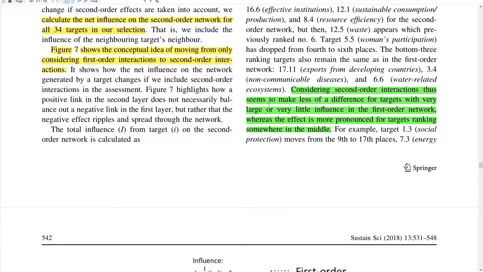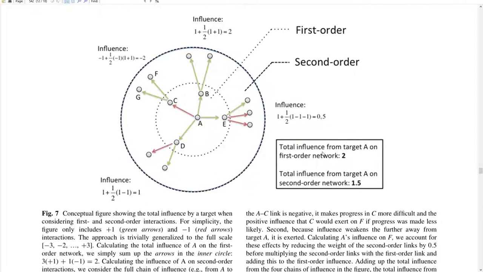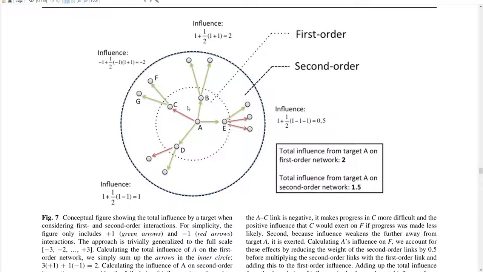Considering second order interactions thus seems to make less of a difference for targets with very large or very little influence in the first order network, whereas the effect is more pronounced for targets ranking somewhere in the middle. I'm going to explain this a little in a short while. So what are they saying here? B, C, D, and E are first order interactions of A, while G and F, for instance, are second order interactions of A. Total influence from target A on first order network is 2.